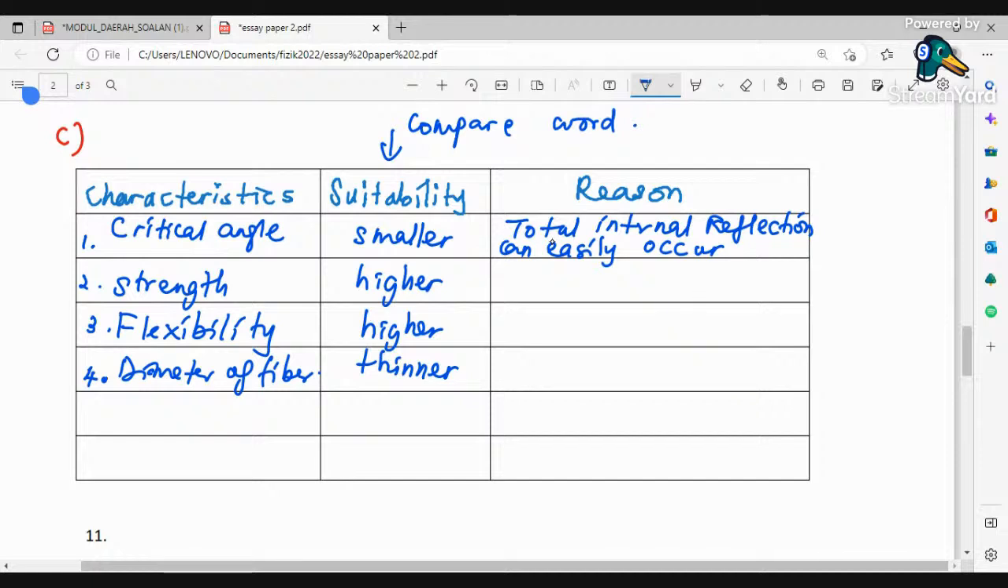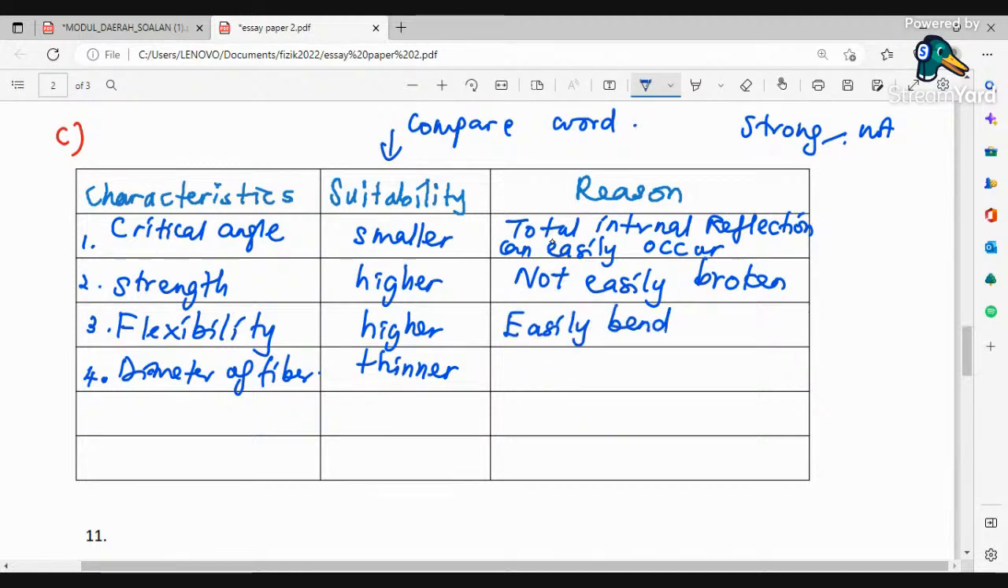Strength, higher. When we talk about strength, it must be strong, so not easily broken. Not easily broken. High flexibility, easily bend, to reach hidden area, for example. For example, in your stomach there are some hidden areas, it can bend and go in. So easily bend to reach hidden area.